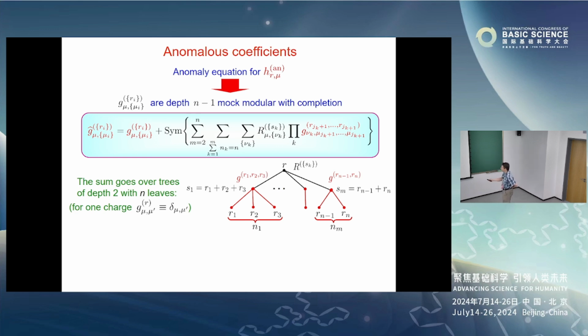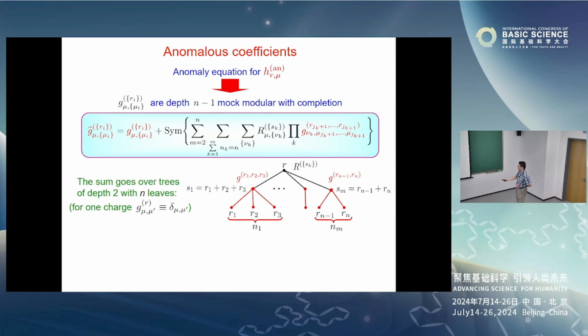This expression is a bit different than the previous one. Before, we summed over the decomposition of our D4 brane charge into constituents; here you do the opposite. You have a set of charges, and you sum over a set of groupings of these charges into subsets. Or in other words, through such a picture, this sum is equivalent to the sum over trees of depth 2 with n leaves. These trees differ just in how you group the charges together. To each node you associate a factor given by these anomalous coefficients, and to the root you associate the original coefficients R.